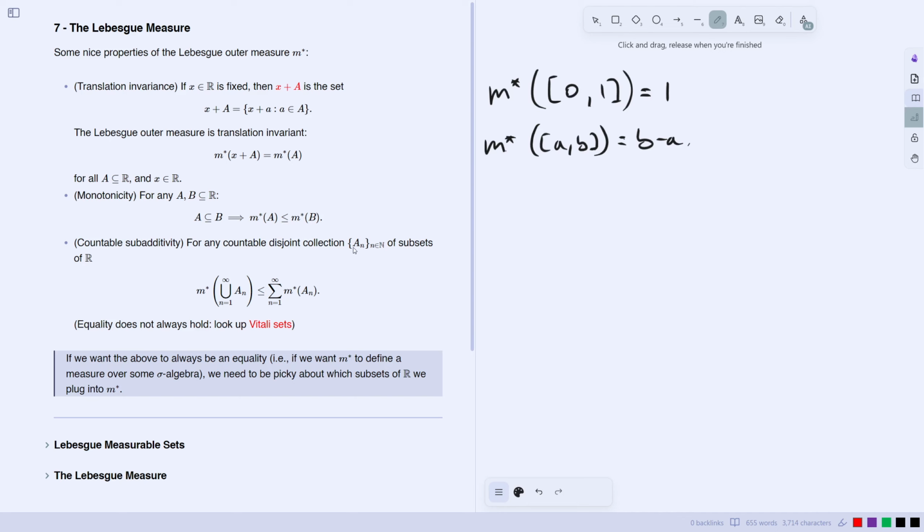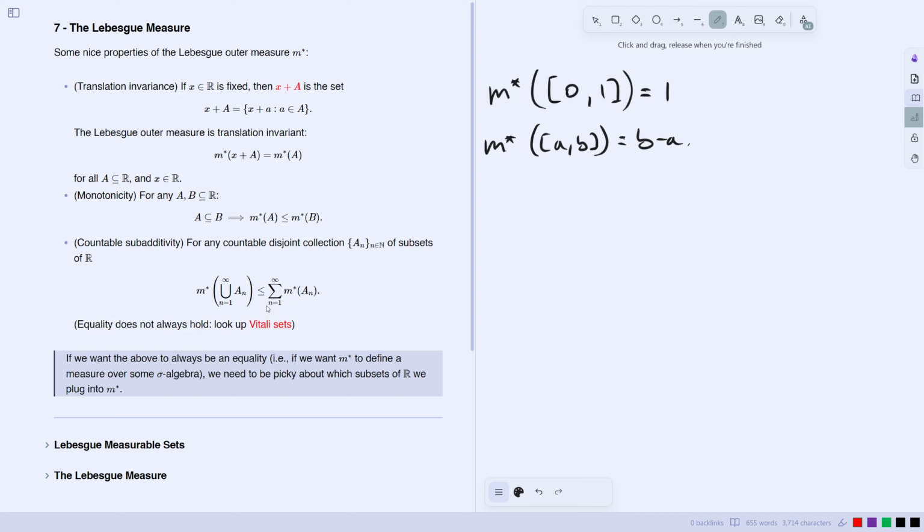Probably, if you haven't taken a measure theory course and you're not a big nerd, pretty much any disjoint collection of sets, plug it into here, you'll get an equality. Okay, but it doesn't always hold. And there are these quirky little sets called Vitali sets. I'll let you look those up, where you get a strict inequality here. So this will be strictly less than the sum in the case of Vitali sets.